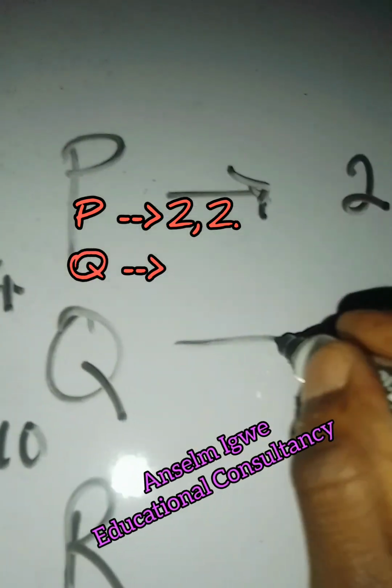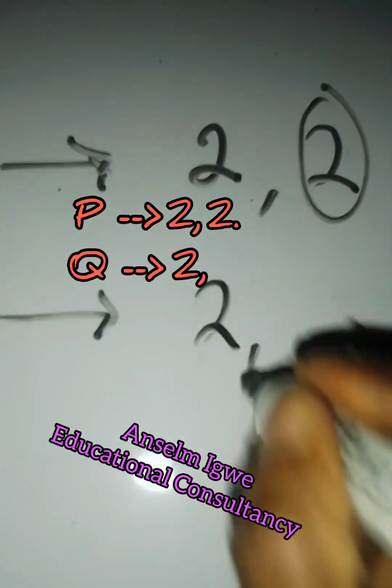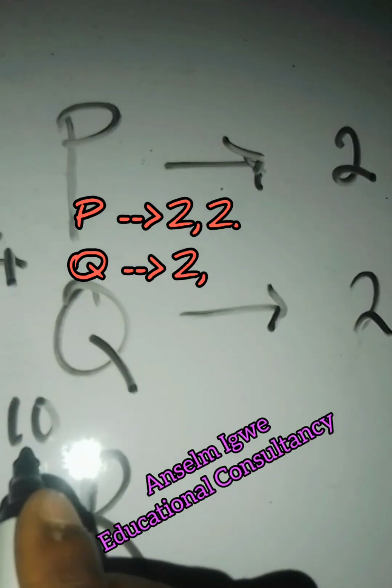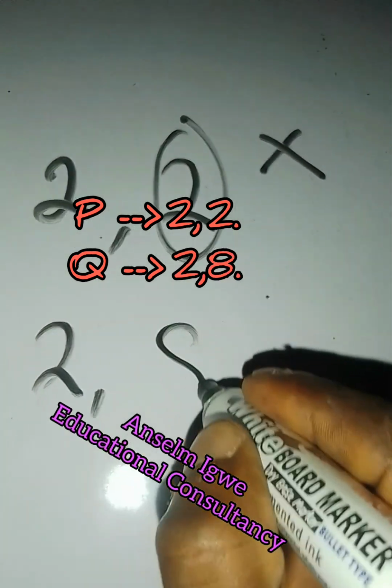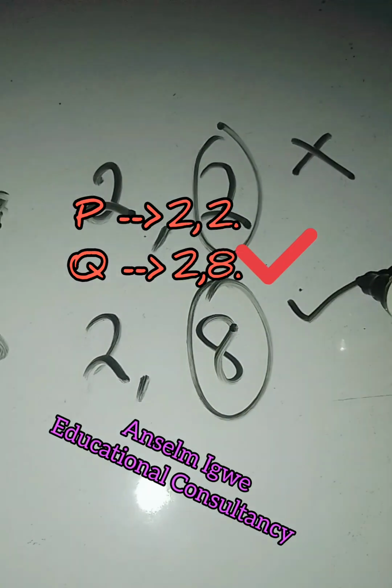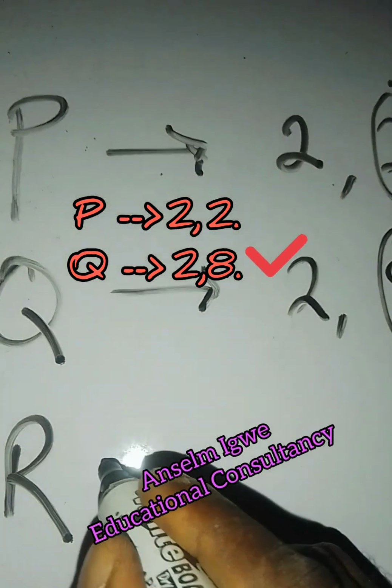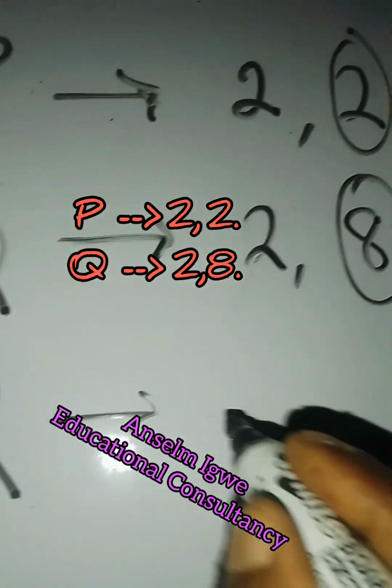Let's go to Q. First shell traditionally must contain 2 electrons. How many is remaining here? 8. We place that 8 at the last shell. Having 8 at the last shell qualifies Q to be a noble gas. But let's continue.